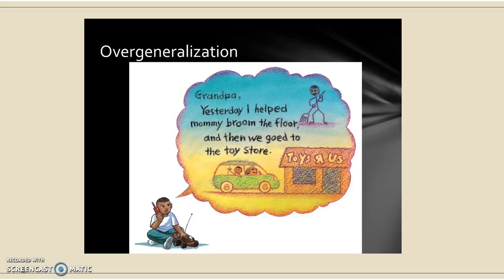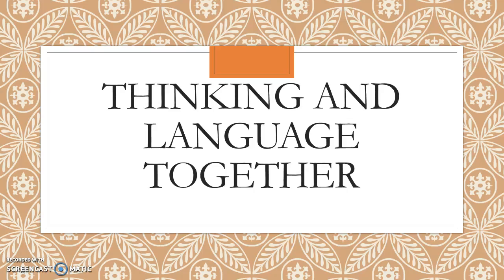This is another example of a slide. It says, Grandpa, yesterday I helped Mommy broom the floor. Then we goed to the toy store. It's got that goat in there again. They're saying I helped Mommy broom the floor, which would make sense to the kid because it's called a broom. So why do we say sweep? It's, again, the English language is kind of crazy. Why is a parkway called a parkway when we're driving on it? Why is a driveway called a driveway when we park in it? There's a lot of good things to think about there that we don't have time for.